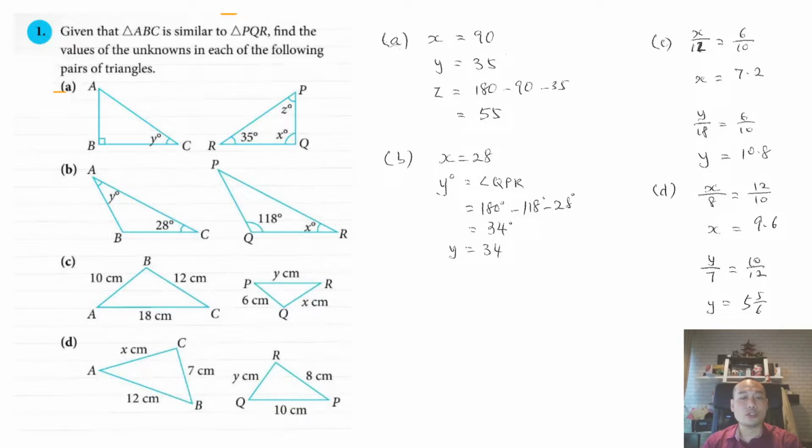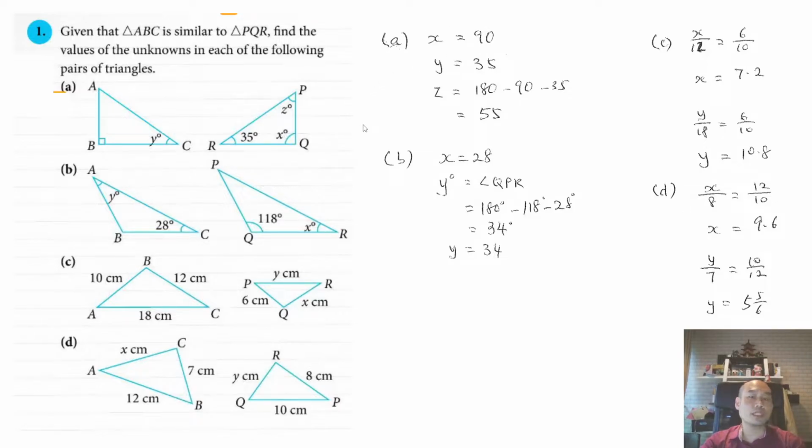So what do we know? For similar triangles, what we know is that the corresponding angles are the same. So what we need to do is tell what the corresponding angles are. Down here, let's take a look. The first pair we have x degrees. X degrees is at the vertex Q. If you look at PQR ABC, vertex Q actually corresponds to vertex B. So from here we know that x degrees corresponds to 90 degrees, so x is equal to 90.